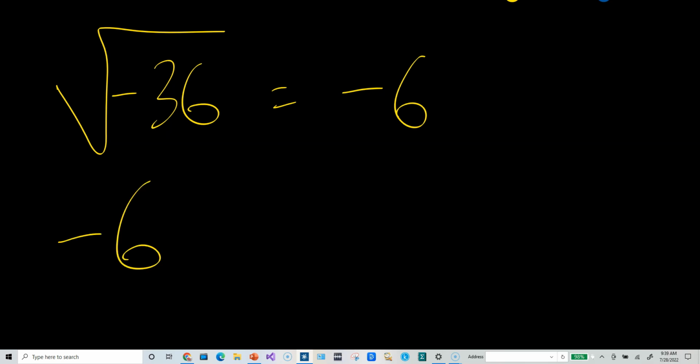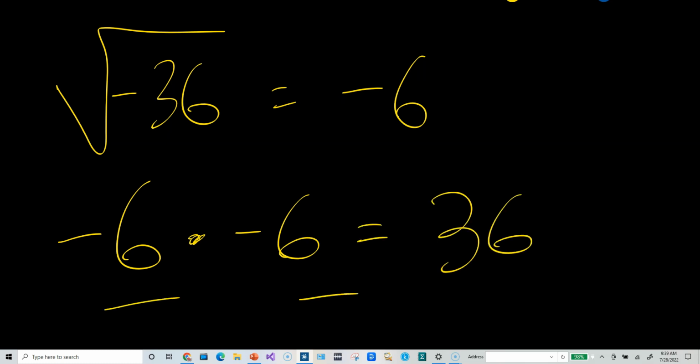So by that claim, you would have negative 6 multiplying negative 6. But when you do this times this, because they're both negative, it's positive 36, isn't it? And again, this 36 does not equal the negative 36. They're different values. So what is this telling you? It's telling you something important.